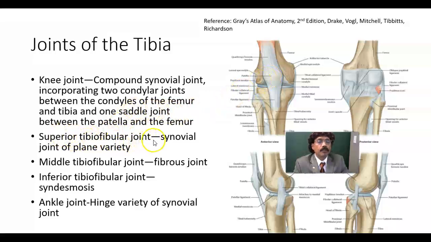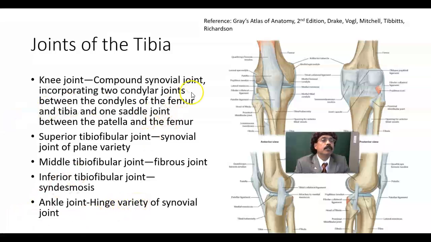The superior tibiofibular joint is a synovial joint of the plane variety. The middle tibiofibular joint is a fibrous joint. The inferior tibiofibular joint is a syndesmosis. The ankle joint is a hinge variety of synovial joint.